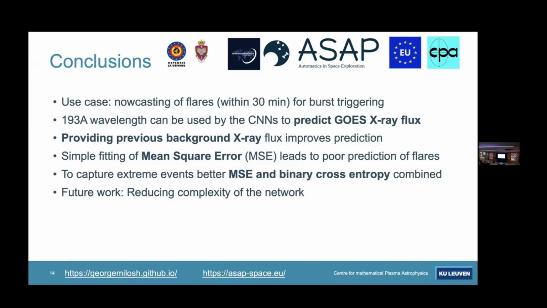Okay, so the main conclusion here is that you can use this hybrid loss and you can improve the prediction this way. And in the future, we will try to reduce the complexity of this network. So thank you.